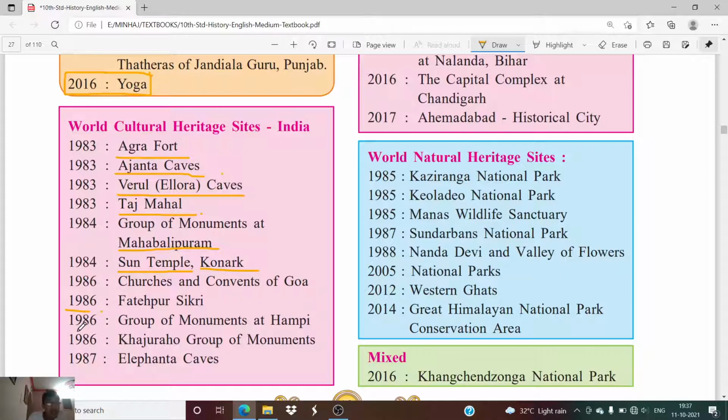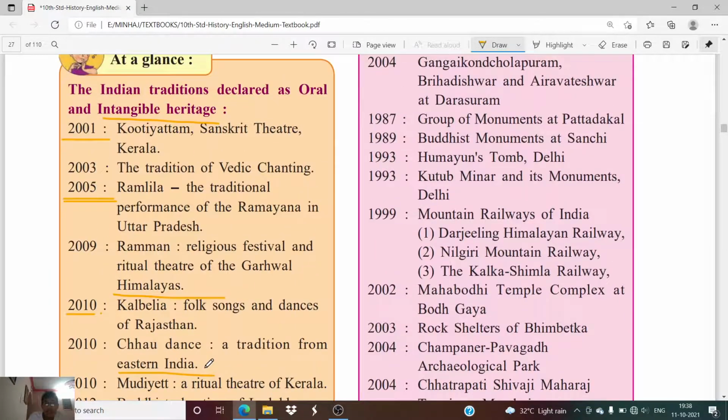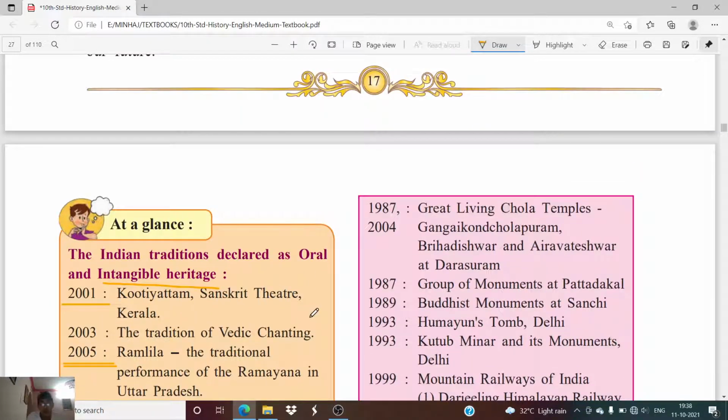Then again in 1986, group of monuments at Hampi, a very famous place also, it is in Madhya Pradesh. Then in 1986, Khajuraho group of monuments also are declared as World Cultural Heritage Sites. Then Elephanta Caves in 1987. The list is very much big. So this shows how rich we are considering the heritage. India is very much rich considering all the perspectives.